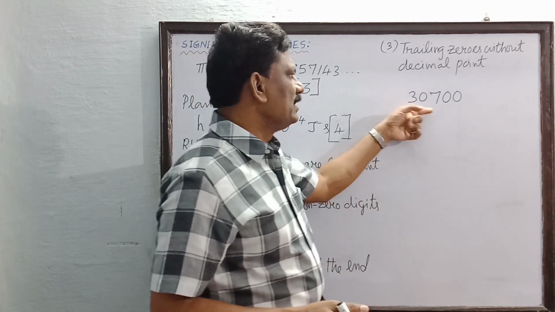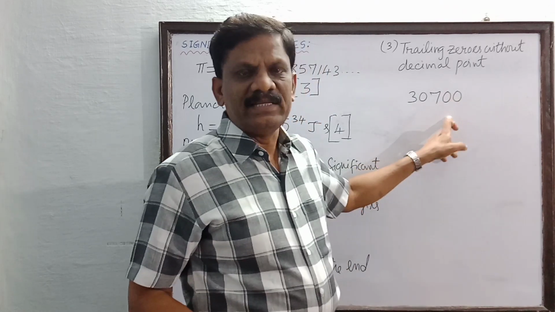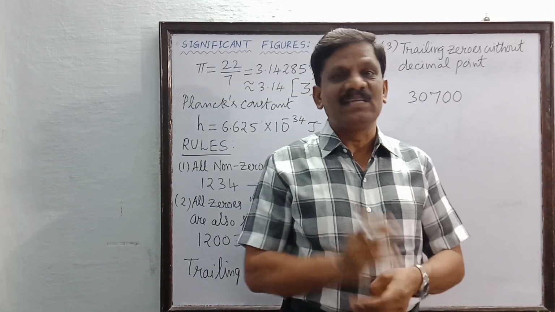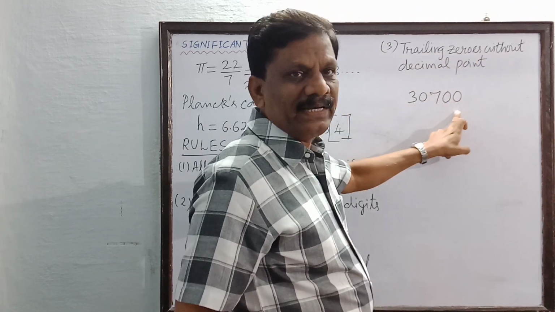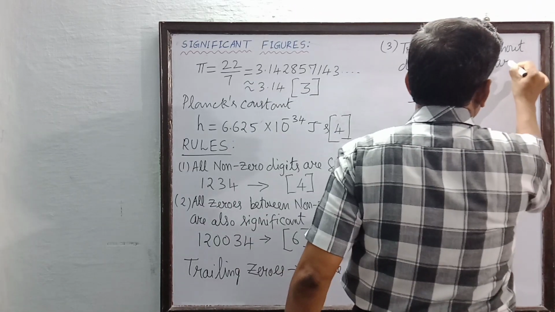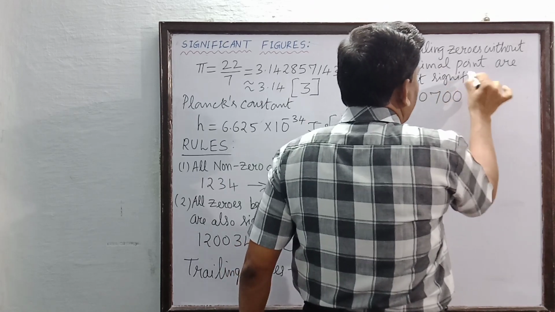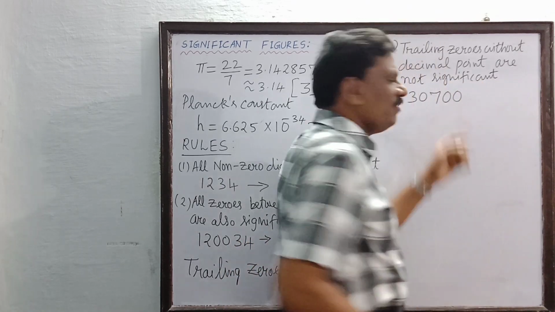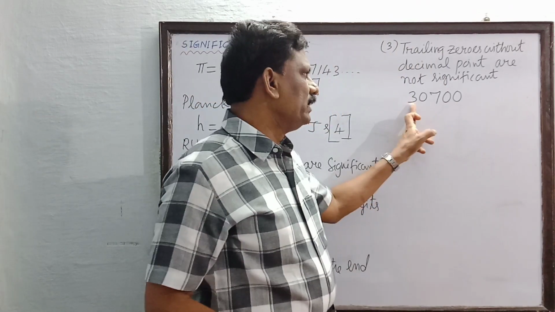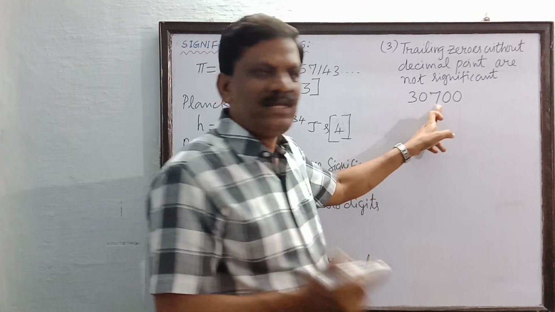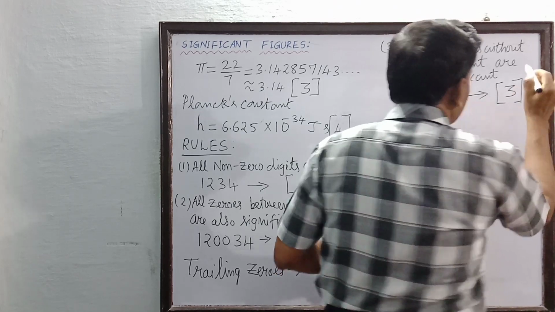No. Therefore, this number is not having any decimal, which means the finally ending zeros or the trailing zeros are not significant. Keep it in mind. So I have written, trailing zeros without decimal point are not significant. So you can tell me now, if they have no significance, then this number is having how many significant figures? 1, 2, 3. 3 only. So I will write, this number is having only 3 significant figures.